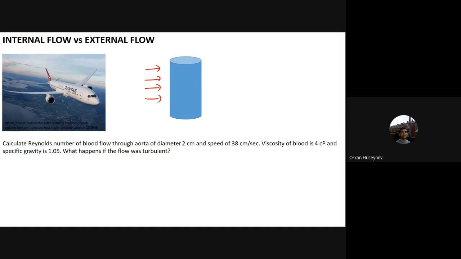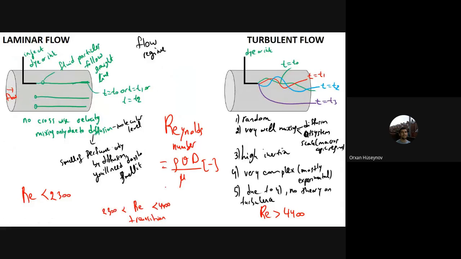So this is the external flow over an airplane, and this is the external flow again, flow over the cylinder. And for these two flows, flow over airplane and flow over cylinder, the Reynolds number is about 10 to the power of 5. It means that more than 10 to the power of 5, it is turbulent. That is for external flow. But for the internal flow, we are talking about 2300 or 4400.